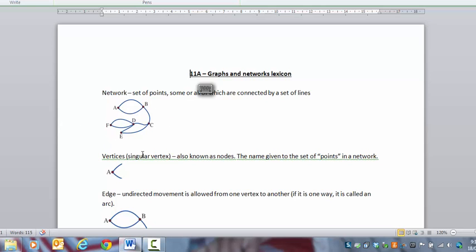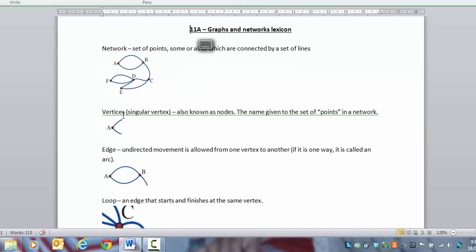And the first thing I want to point out is this concept of a vertices or vertex. They are also known as nodes, so it's important to understand that the terms vertex and node, or vertices and nodes, are often used interchangeably. It's the name given to a set of points in a network. So A is a vertex, B is a vertex, C is a vertex, E, D, F. All of those are vertexes, or together are a set of vertices or nodes.